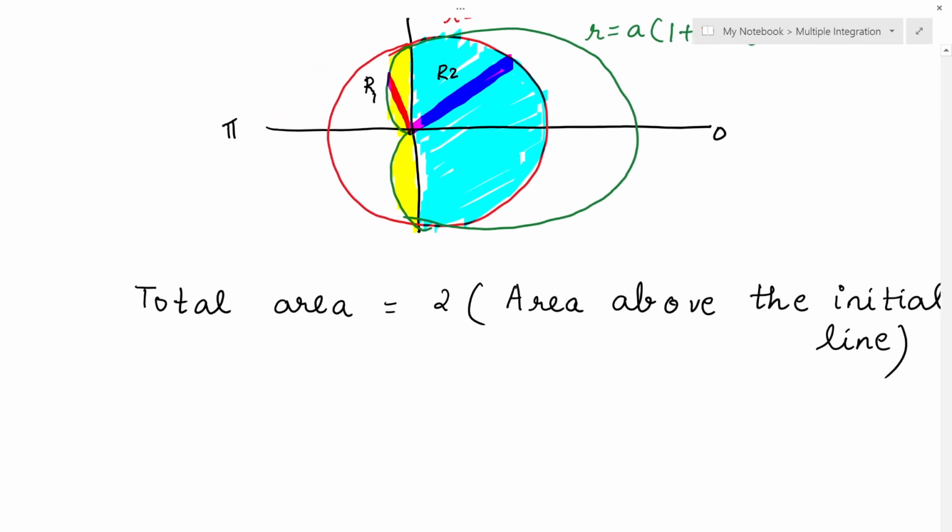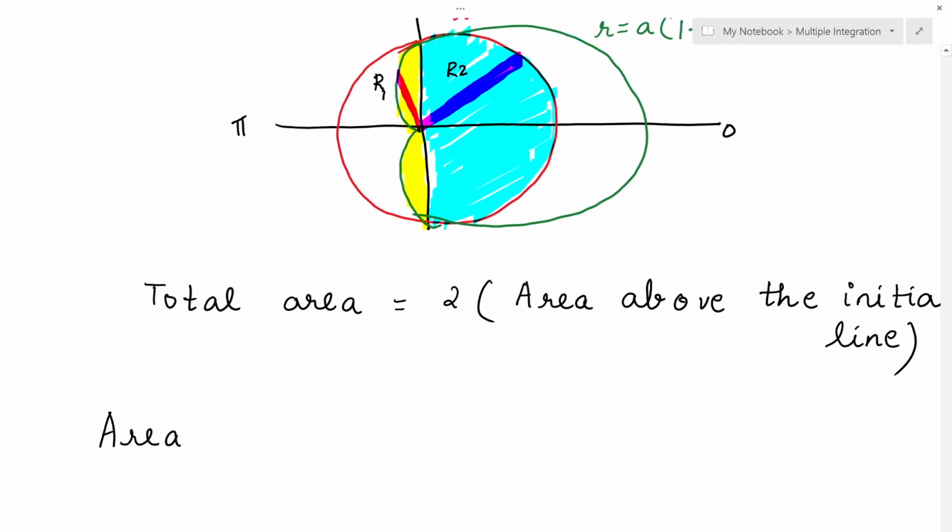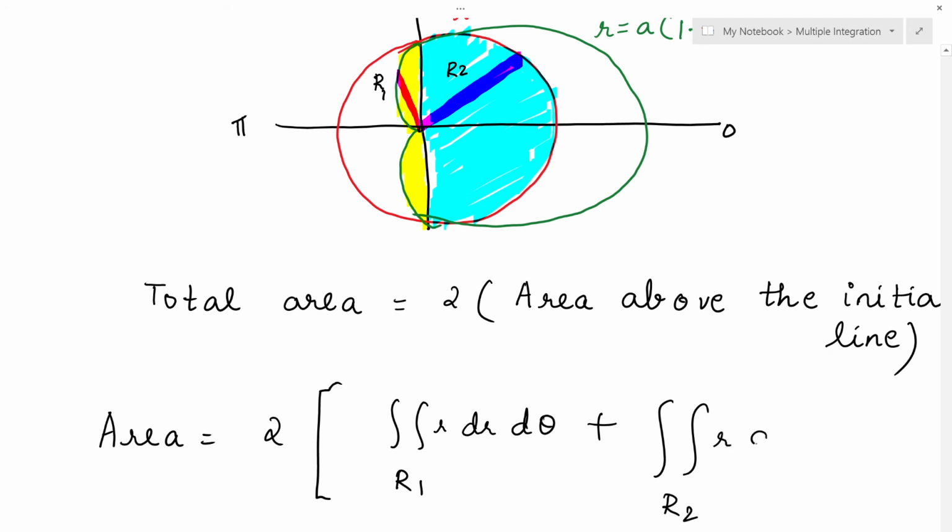So the total area will be nothing but 2 into the double integration of region 1, r dr d theta, and the double integration of region 2, r dr d theta. Okay, because the strip is changing, I need to divide into two regions. The same strip cannot cover the whole region, because if you see region 1, the red strip is touching the green line, whereas this blue strip is touching the red line. So I have divided it into two regions, R1 and R2.